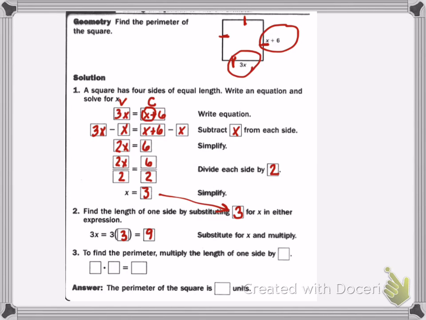To find the perimeter, we multiply the length of one side by the number of sides in a square, which is 4. So we're going to take the side measure 9, multiply that by 4, and we get the perimeter of the square, which is 36. So the perimeter of the square is 36 units. So we just used equation solving to solve a different kind of problem.